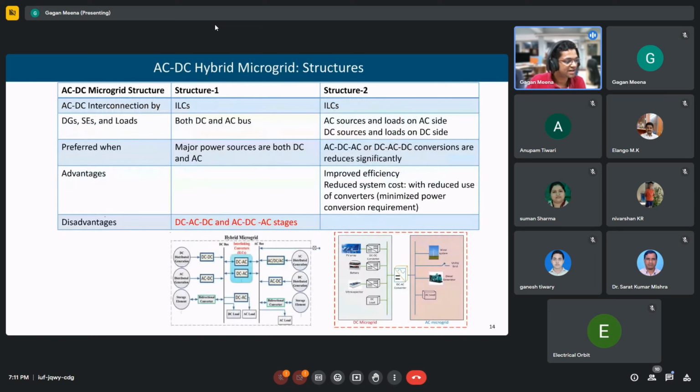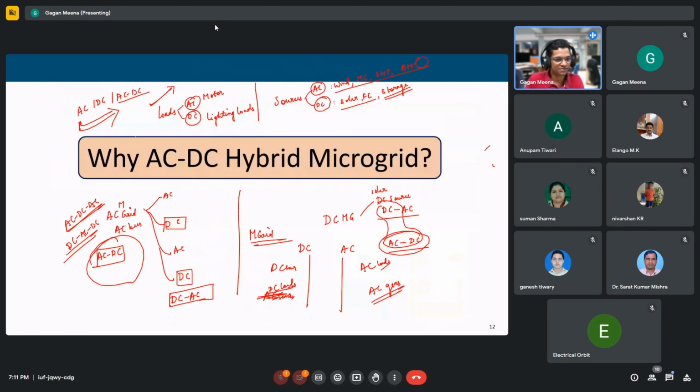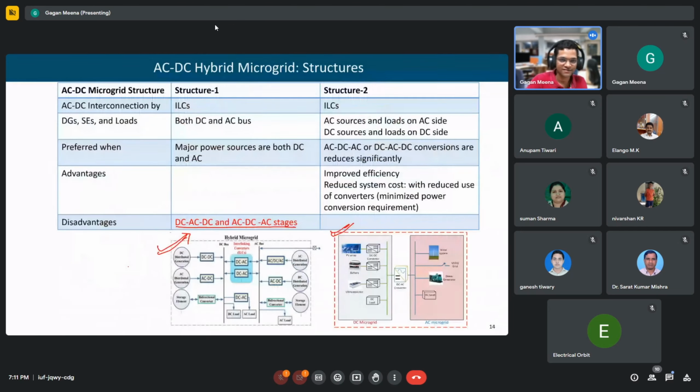In the AC-DC hybrid microgrid, there are two types of structures. One is structure 1, shown here, and the second is structure 2, shown here. Structure 2 is very simple. Let us see structure 1 first. In structure 1, we also have the stages that we were talking about in the previous slide.